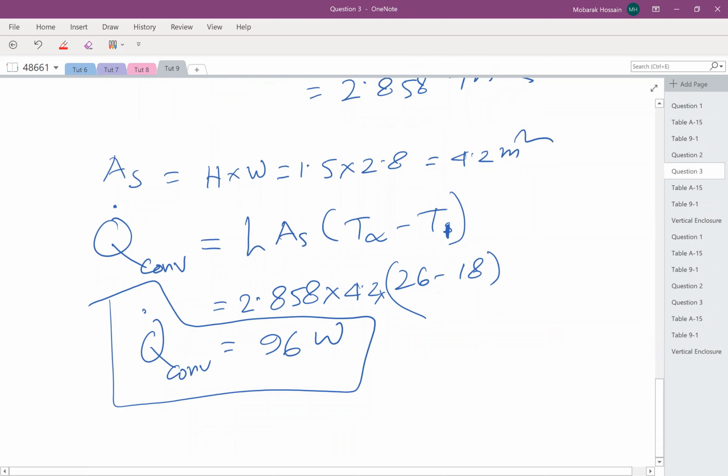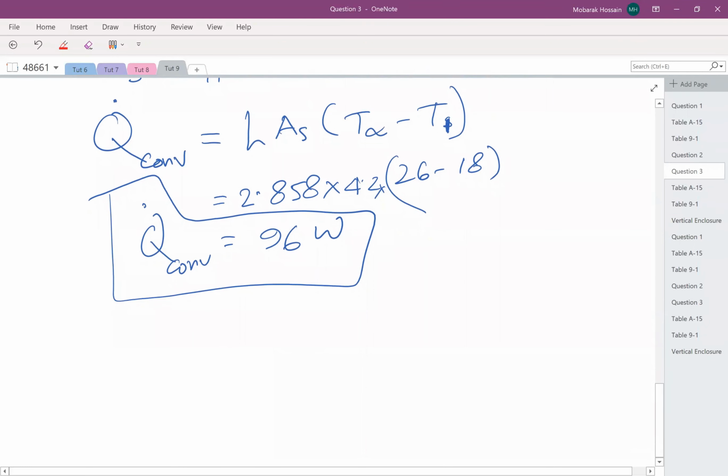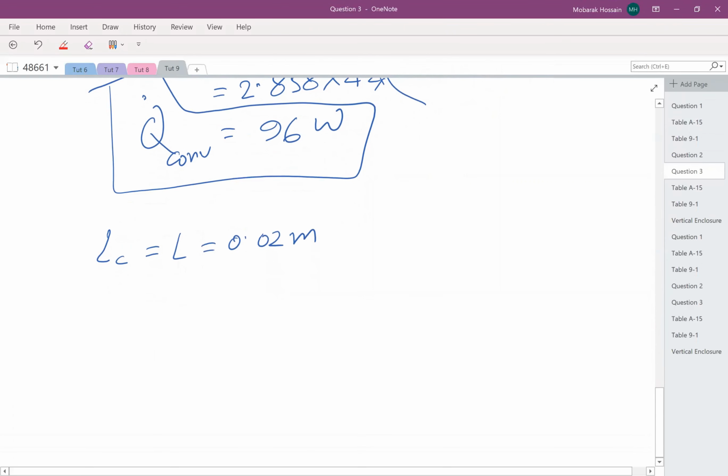Okay, now we'll calculate the temperature of the outer glass surface. Here the presented problem is a rectangular enclosure filled with air. The characteristic length in this case is the distance between the two glasses, the air gap, which will be the characteristic length, equal to 0.02 meter. And this problem between two glasses will be a rectangular enclosure problem.